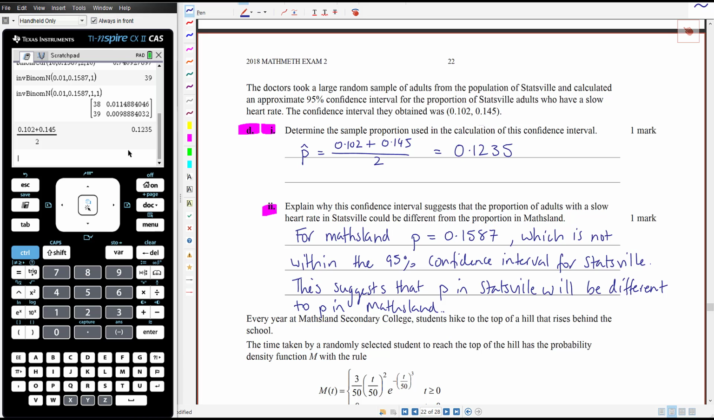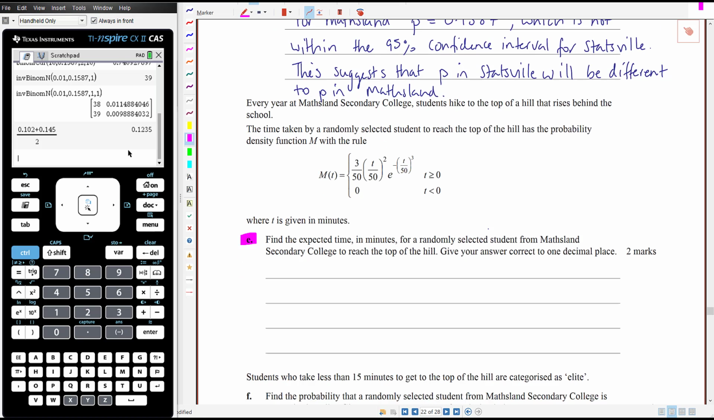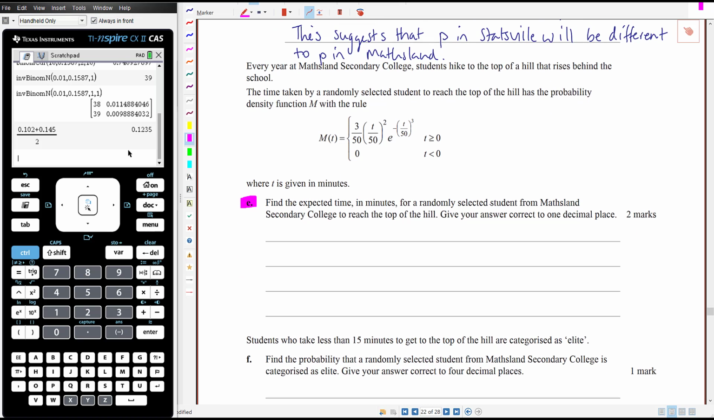Okay, every year Mathsland Secondary College students hike to the top of a hill that rises behind the school. The time taken by a randomly selected student to reach the top of the hill has the probability density function m with this rule. Okay, so probability density functions also not in the syllabus for 2020, so part E also not relevant in 2020.